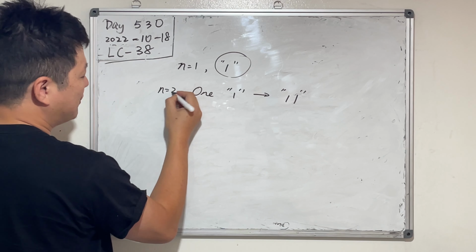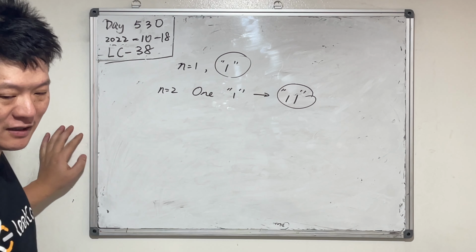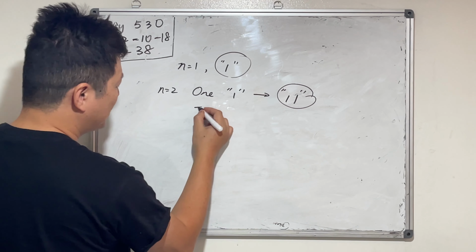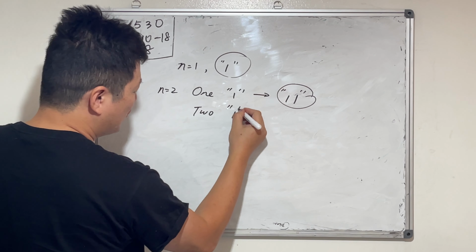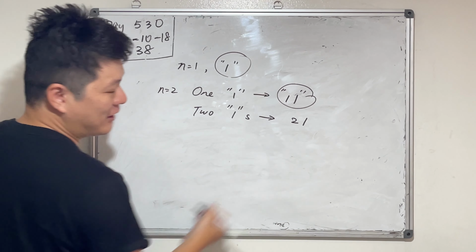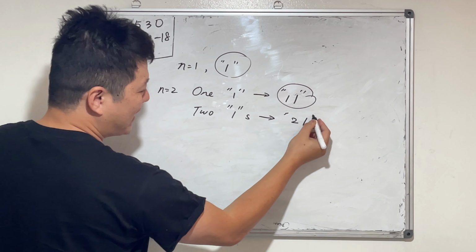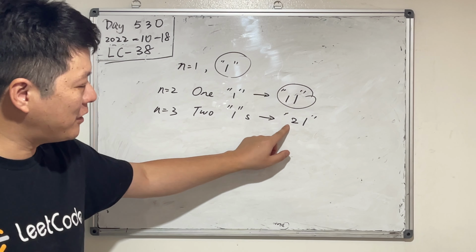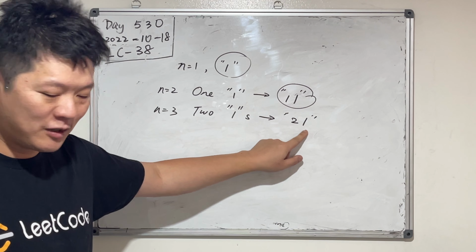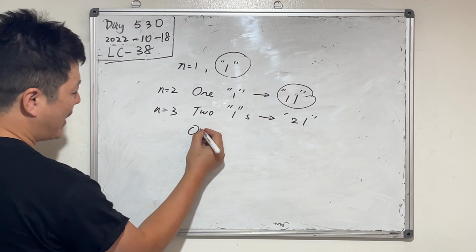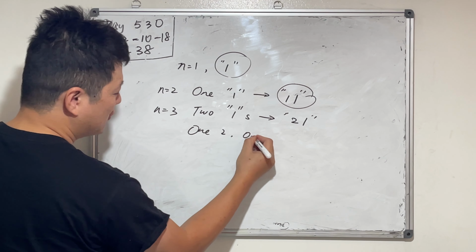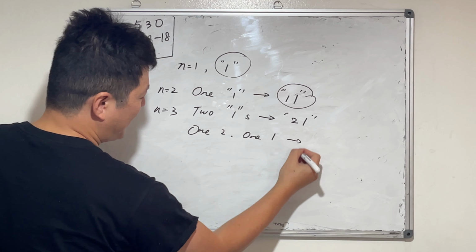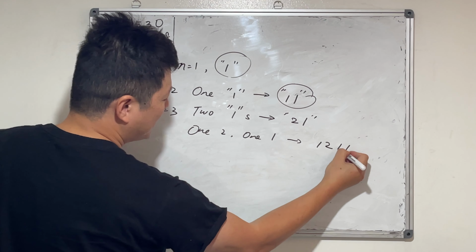So that's n equals 2. How do you say this? 2 ones. So 2, 1, right? How do you say this? You count and say how many twos? 1, 2, 1, 1, right? So that becomes 1, 2, 1, 1.